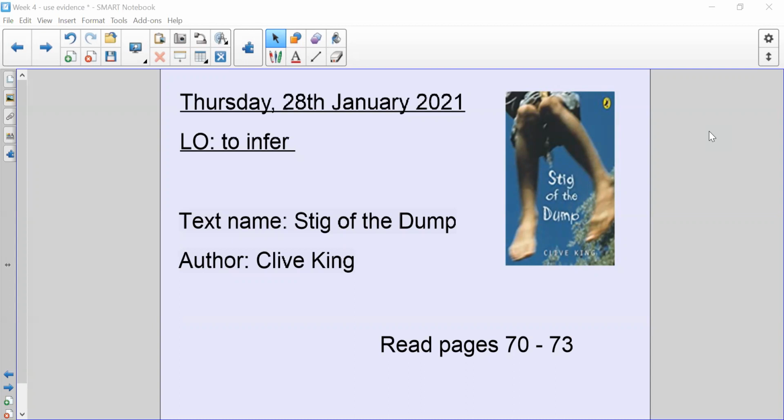And I was really impressed with the fact that I could see you using your skill of using the point, so giving the answer to the question and then providing evidence to support that answer.